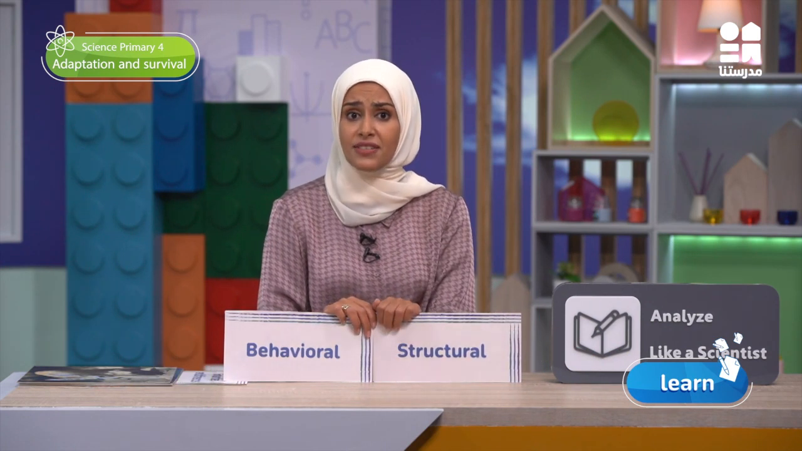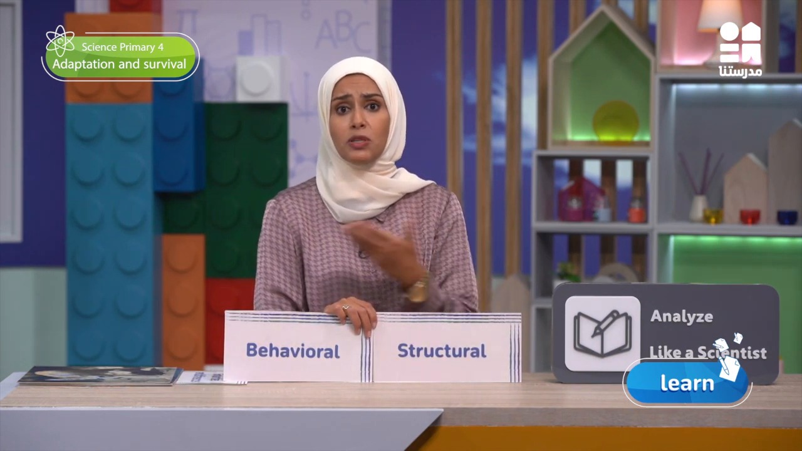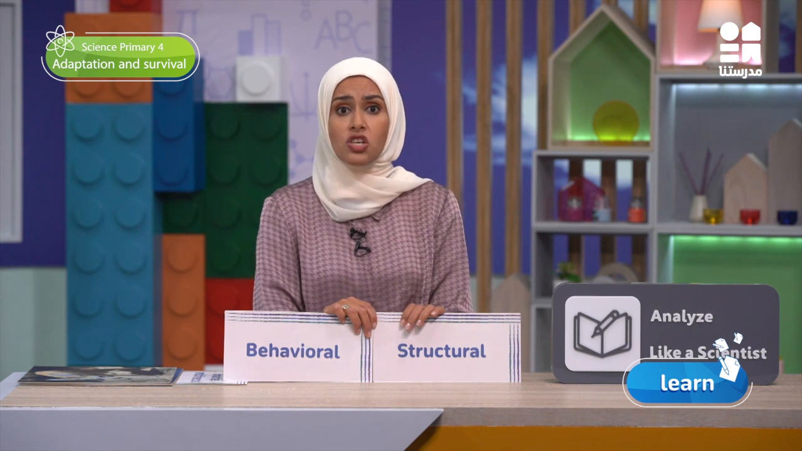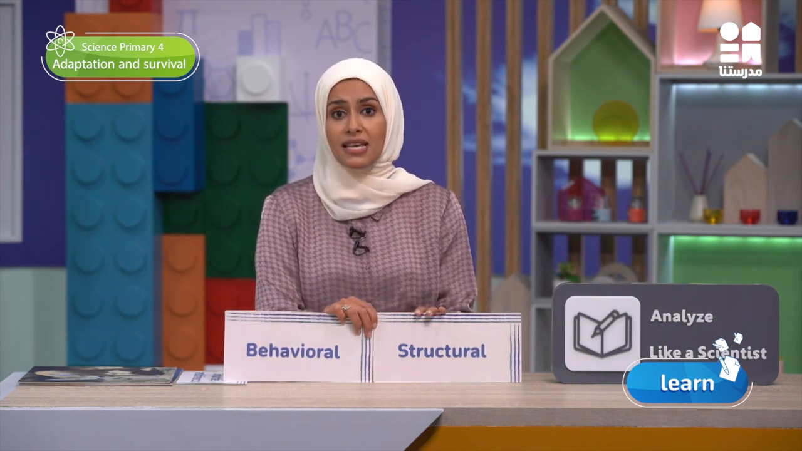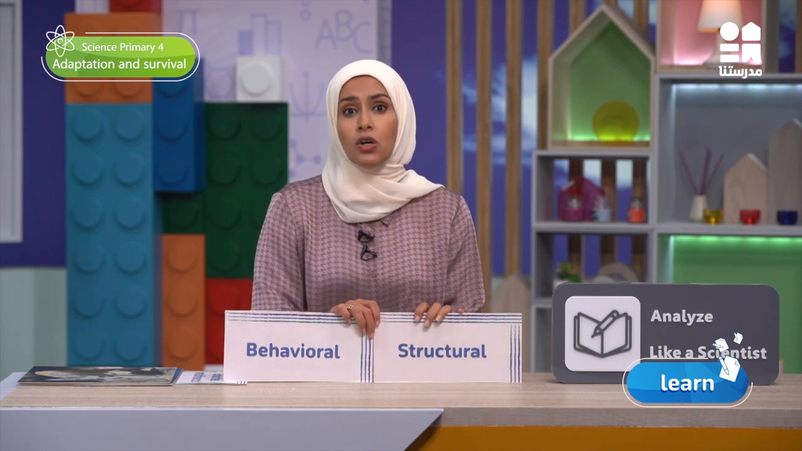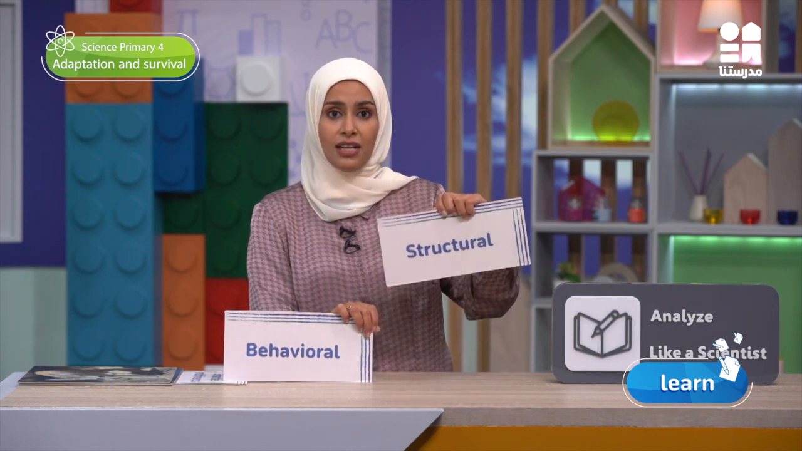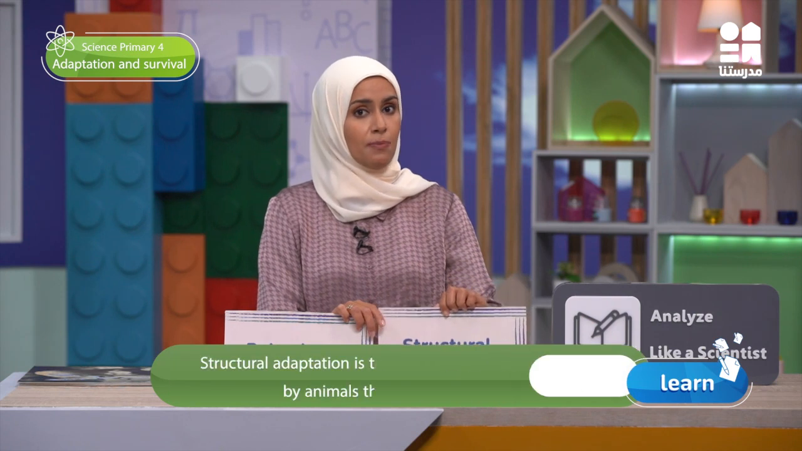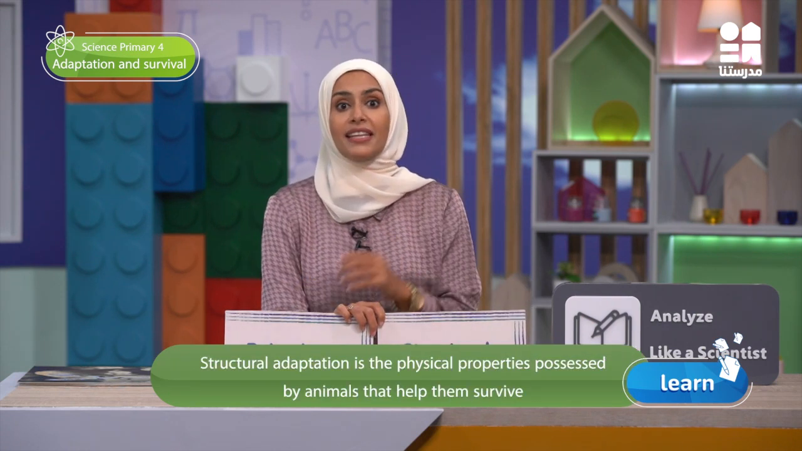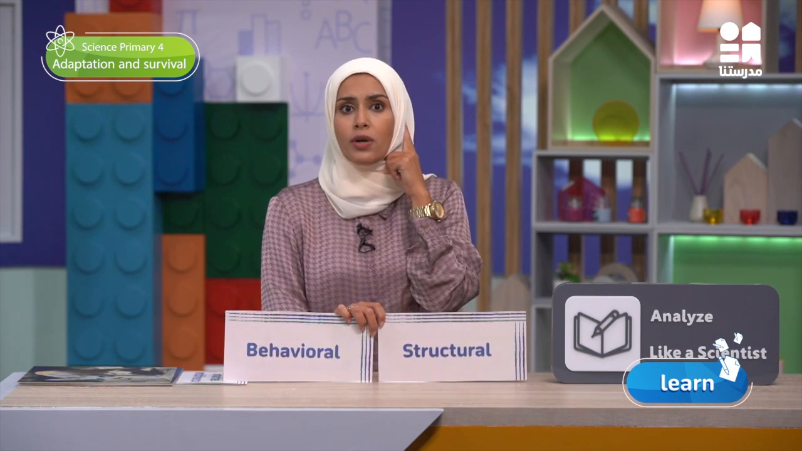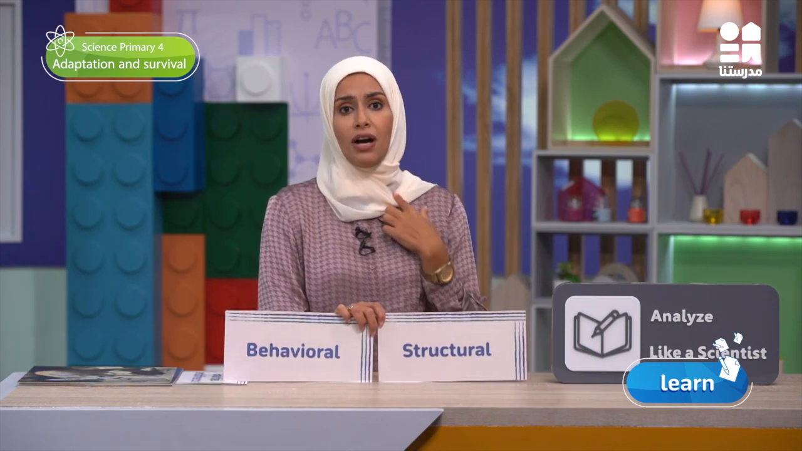Before we start the activity, let's explain the difference between them. When the adaptation relates to part of the animal's body structure, it means physical characteristic. We call it structural adaptation, like the shape of the penguin's feet, like the color of the polar bear's fur, like the ear of the Fennec Fox, or even the long neck of giraffe.